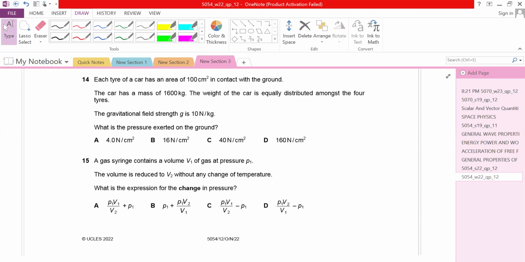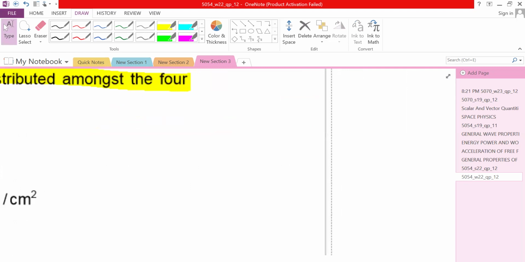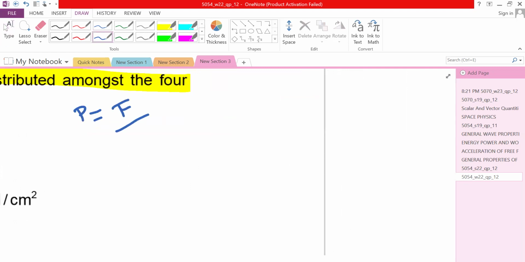Question number 14. Each tire of a car has an area of 100 centimeter square in contact with the ground. The car has a mass of 1600 kg, and the weight of the car is equally distributed among the 4 tires. Gravitational field strength is 10. What is the pressure exerted on the ground? To find the pressure, the formula you will be using is pressure equals force divided by area.